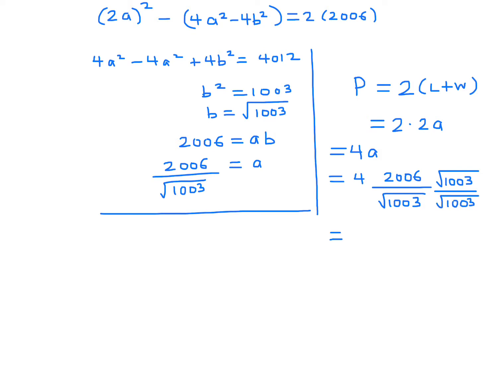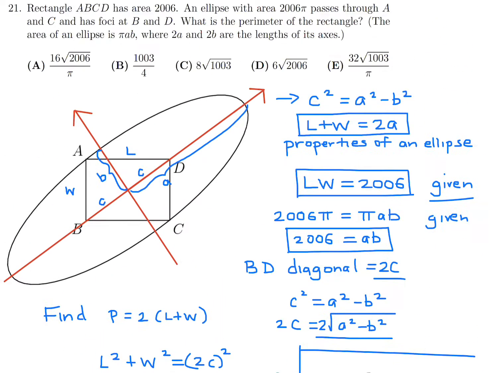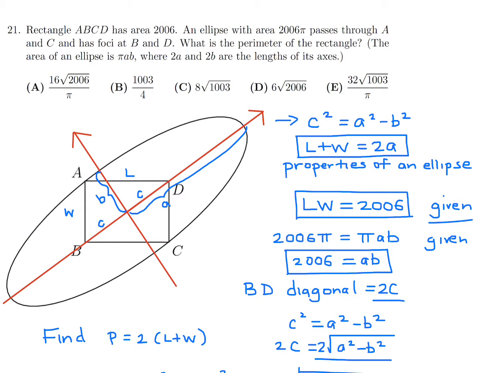And this will give me, let's see here, 1003 on the denominator side. So 2006 divided by 1003 is just 2, and that's times the square root of 1003. And that is 8 times the root of 1003, which is the perimeter of that rectangle. So that would be choice C.